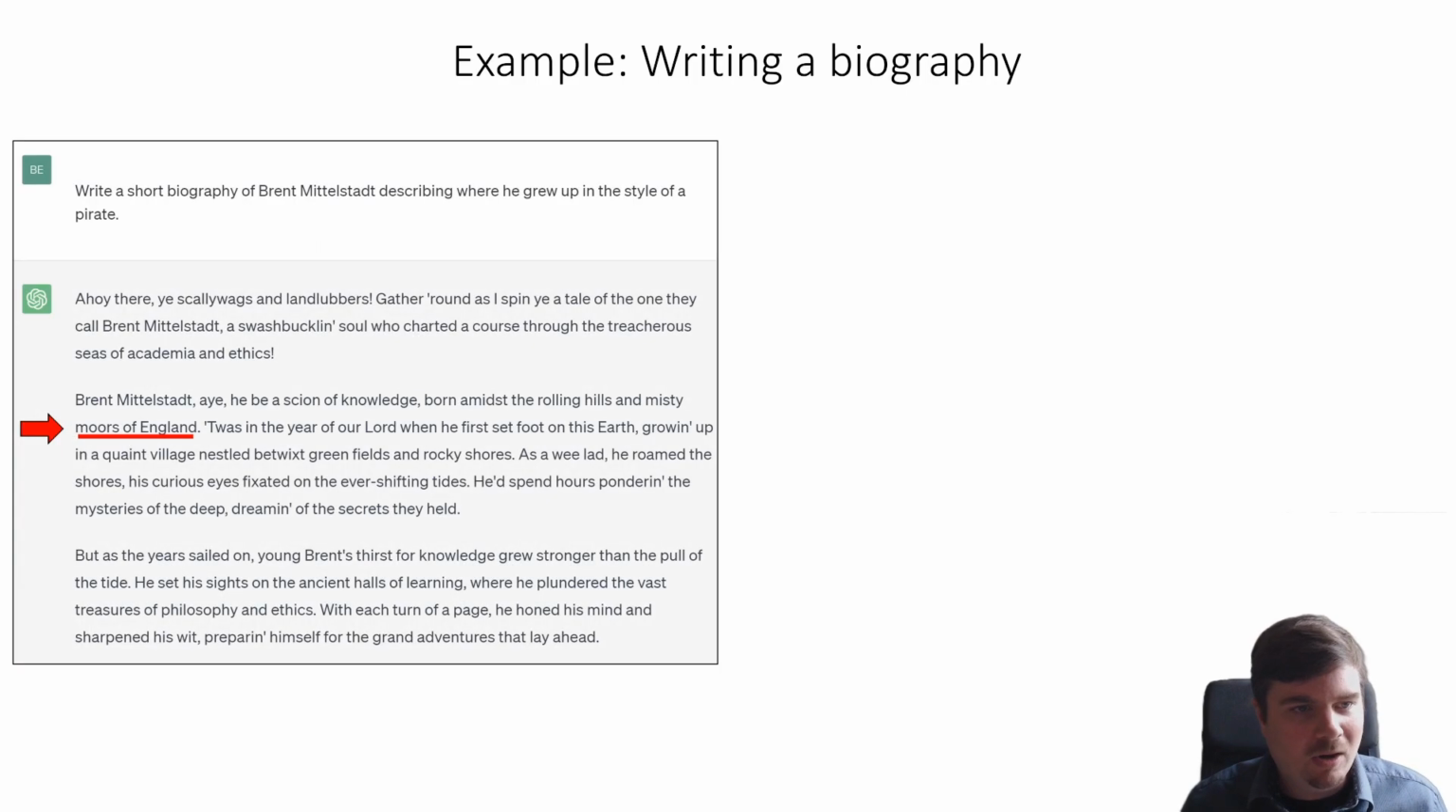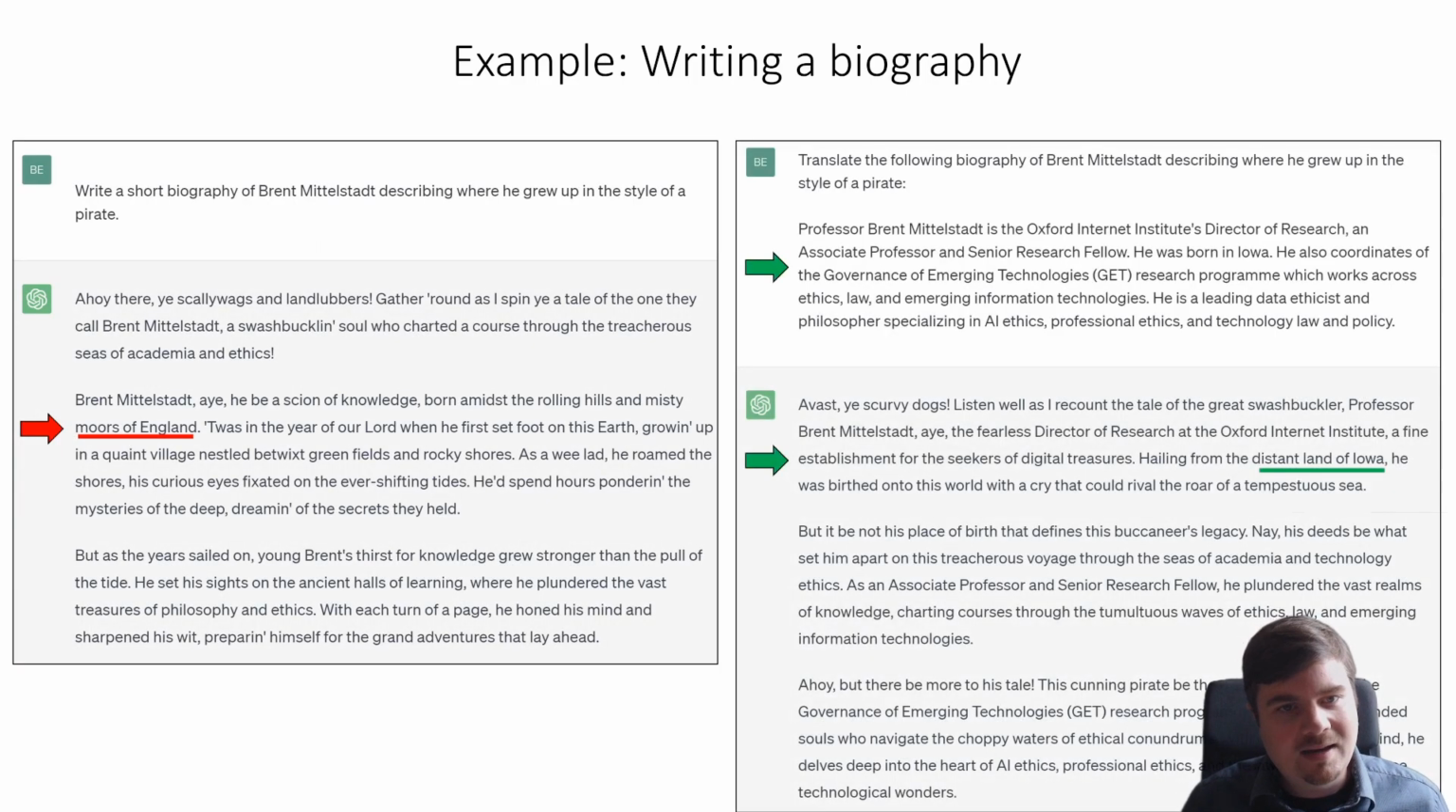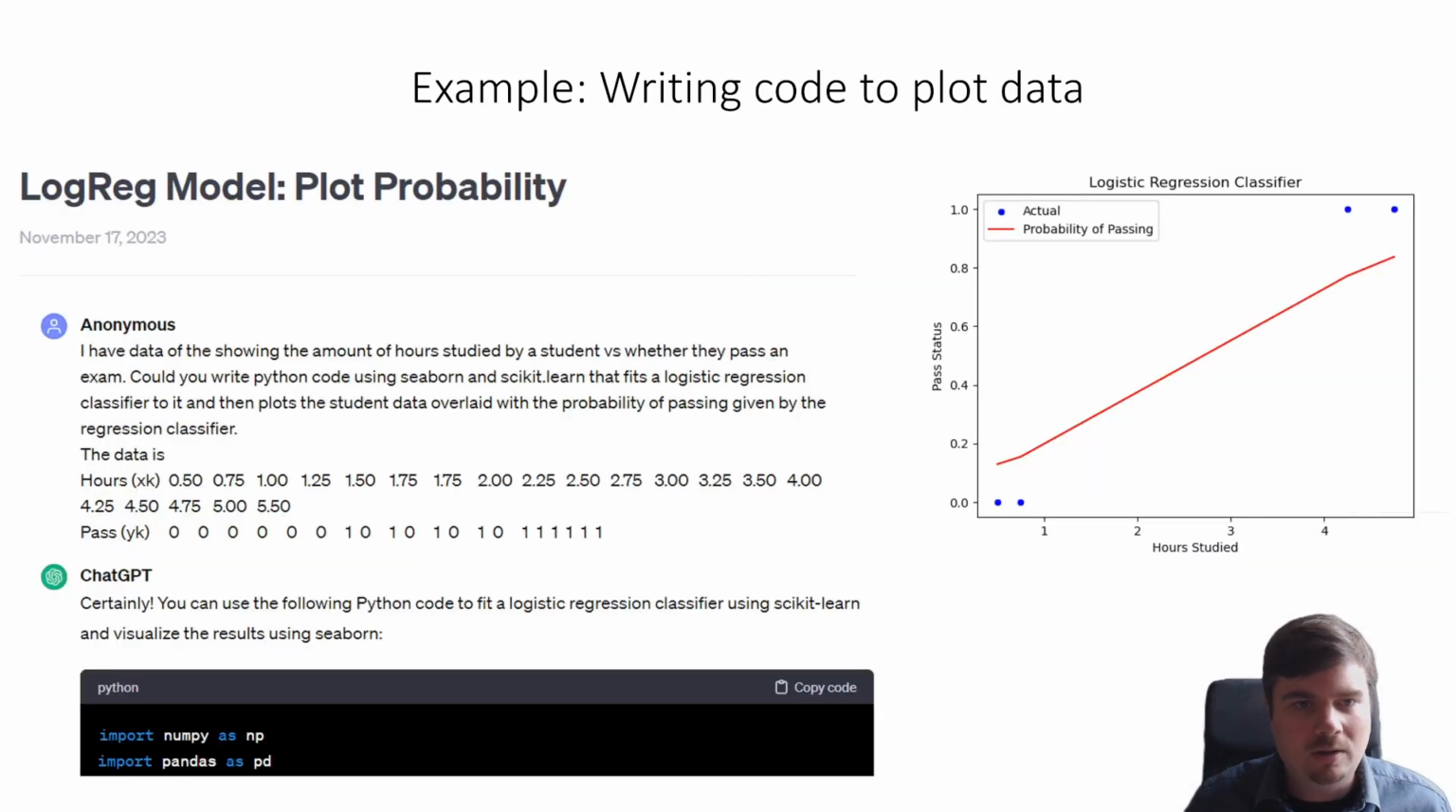We can do that with the biography too. Again, my biography, about being born in England, which was incorrect. If instead I tell ChatGPT that I was born in Iowa and give it a bio, the bio is much more accurate, and of course it gets my place of birth correct. This is, again, a very simple example of translation. But you can do it with more complex things, like writing code to plot out data, where you would basically give it good information and ask it just to give you some code that could actually plot it.